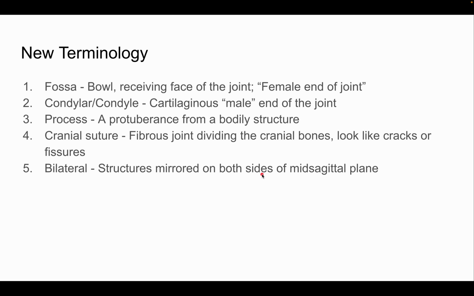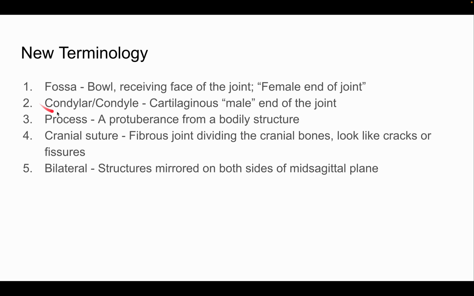Now before we go back and learn the other parts of the skull to finish things off, we need to establish some new terminology for the skull, or just in general for the skeleton. Now number one, we have the fossa, which means bowl. It's the receiving face of the joint. So think female end of a joint. You think ball and socket.